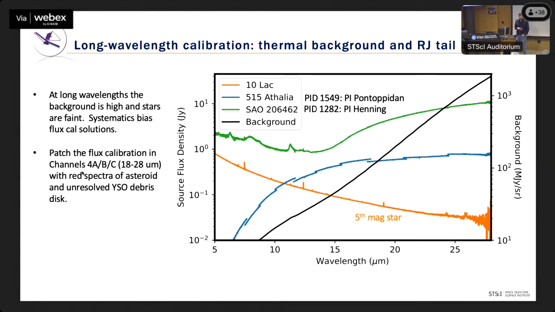Where they cross, you suddenly start getting much worse calibrations from even a 5th magnitude calibration star. And it becomes a lot less reliable. Issues to do with your background subtraction start to dominate your calibration instead. So what we really need in order to get a good long wavelength calibration is something that is much brighter at the mid-infrared 20 micron long wavelengths.